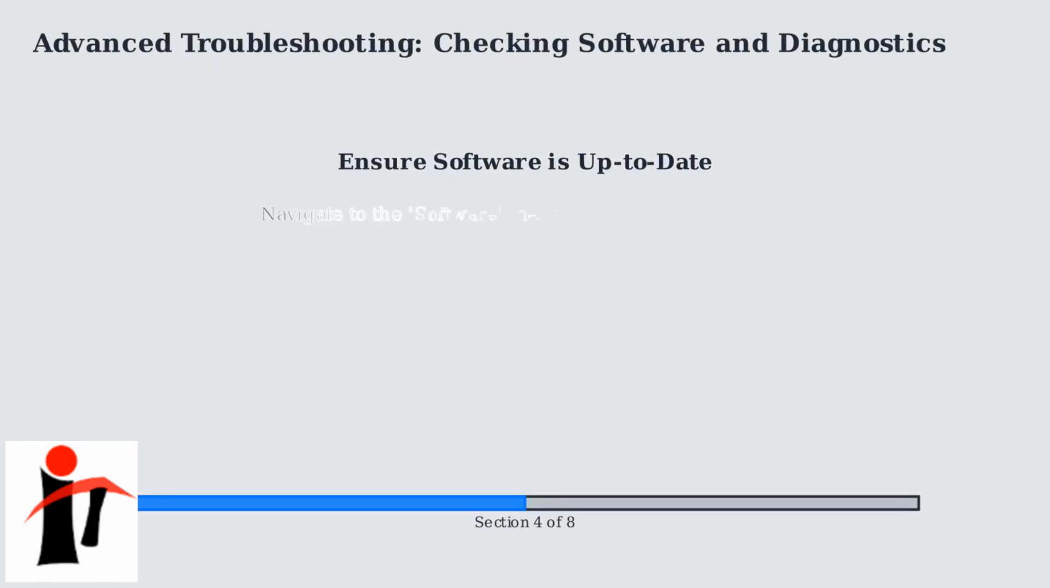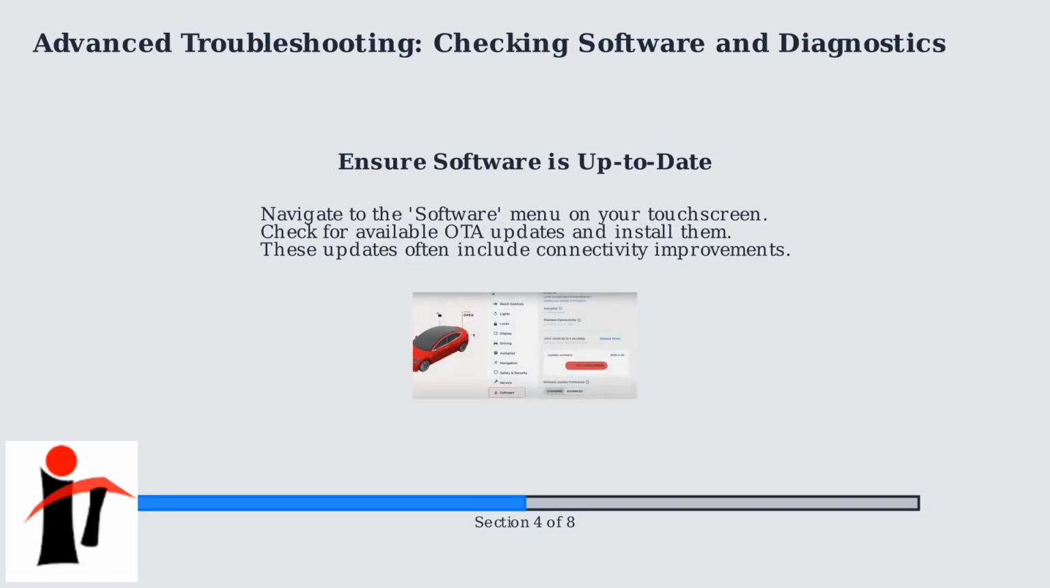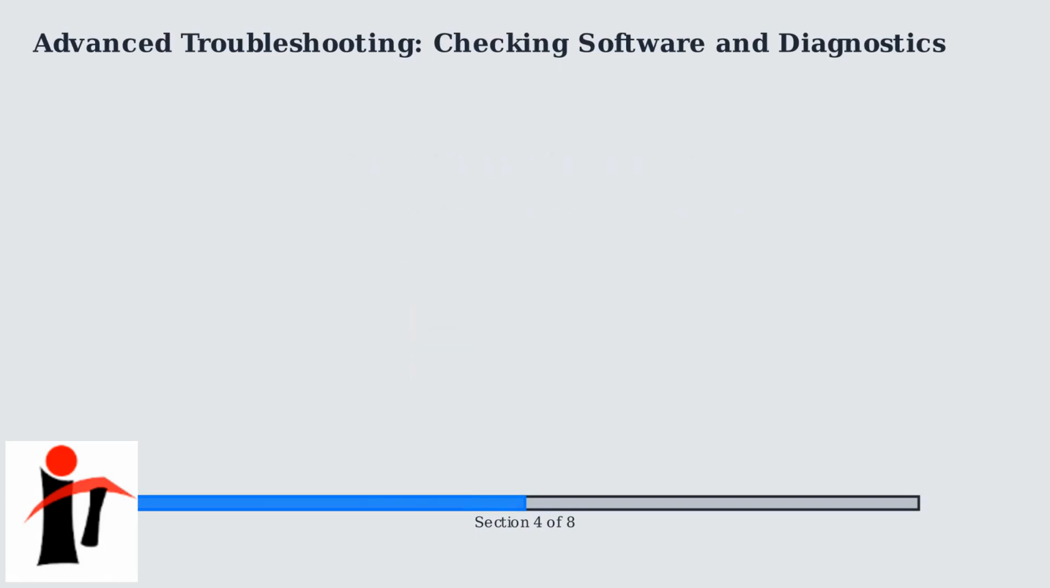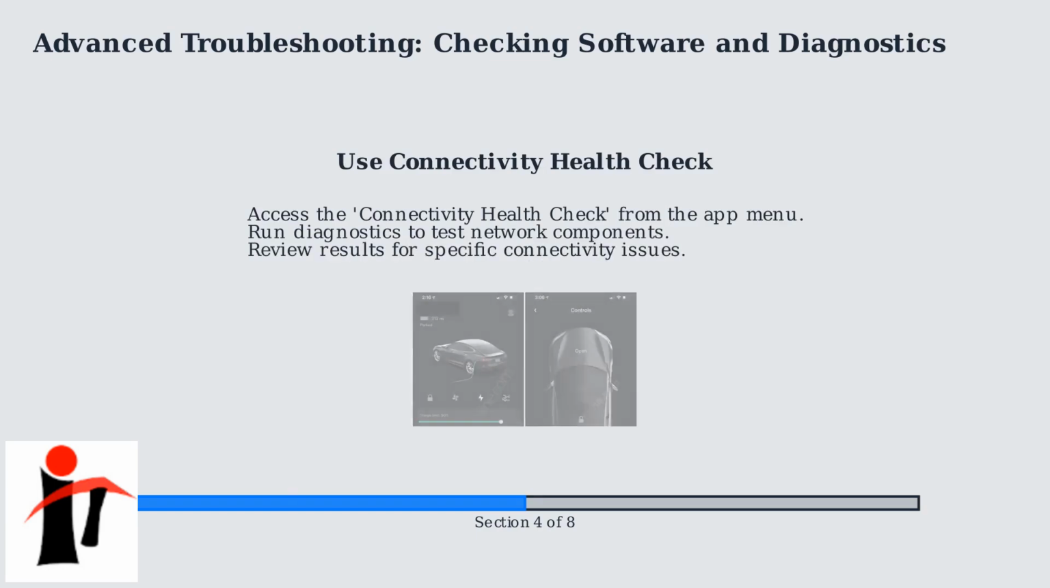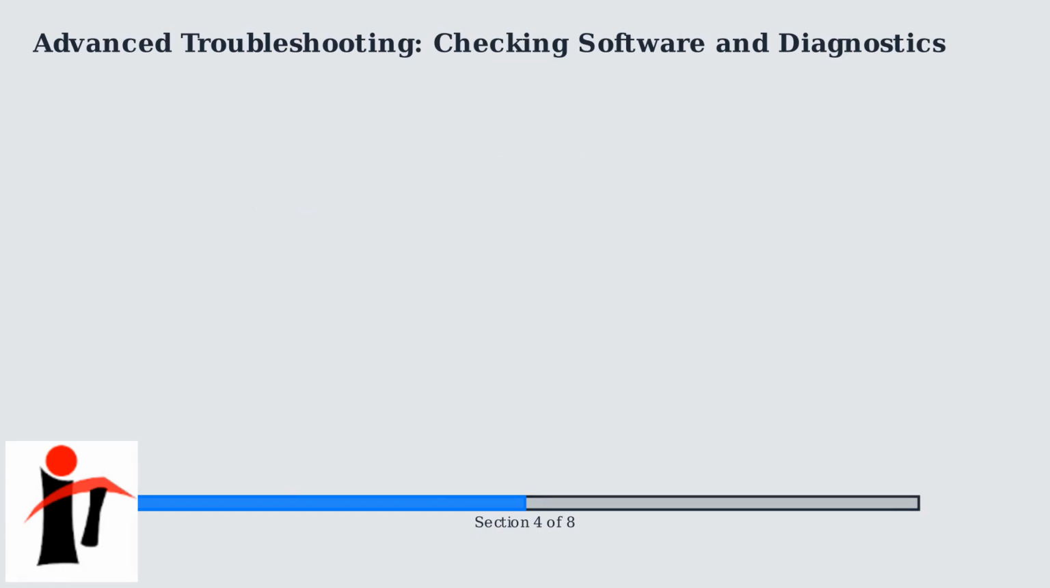If a basic network reset doesn't resolve your Tesla Model S connectivity issues, it's time to investigate further. Start by ensuring your vehicle's software is fully up to date, as Tesla regularly releases over-the-air updates that can fix connectivity bugs and improve network performance. As of 2026, Tesla provides a built-in connectivity health check feature accessible through the vehicle's touchscreen.